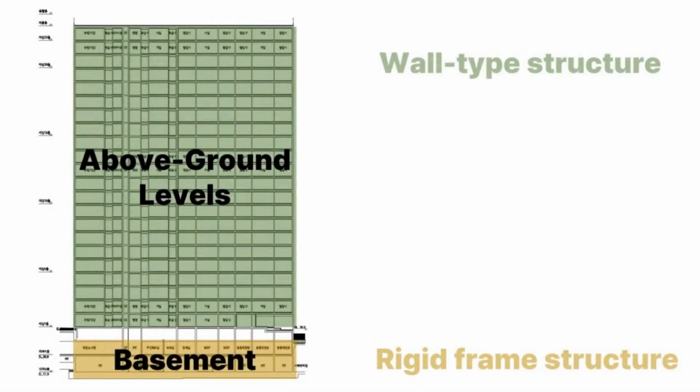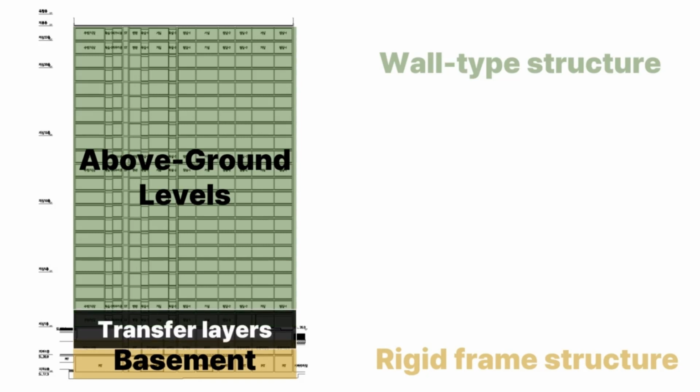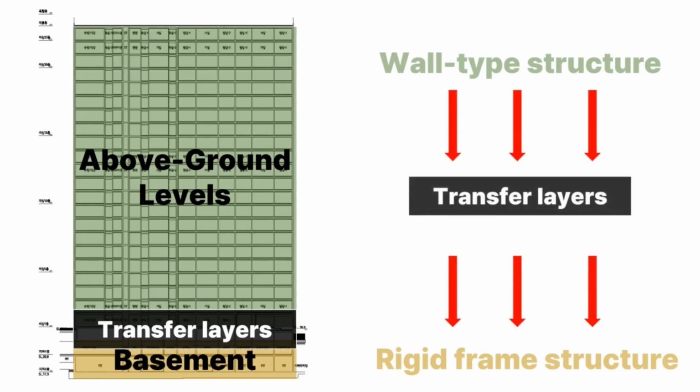As mentioned earlier, Hanyang Sujain River Pine apartment consists of a combination of a rigid frame structure in the basement and a wall-type structure in the above-ground levels. These two structures have contrasting characteristics. Therefore, the role of the transfer layers can be considered extremely crucial for structural stability. The transfer layers, as the name suggests, play a role in safely transmitting the load from the upper structure to the lower structure, which has a different environment.